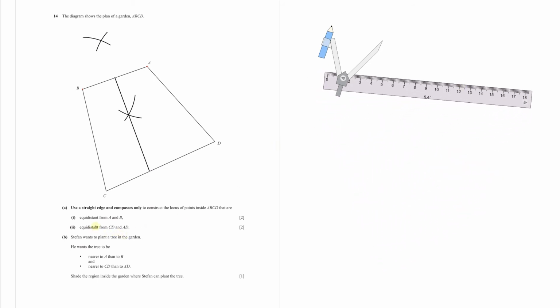The next part is you have to draw the locus of points equidistant from CD and AD. So CD and AD meet at this point D.